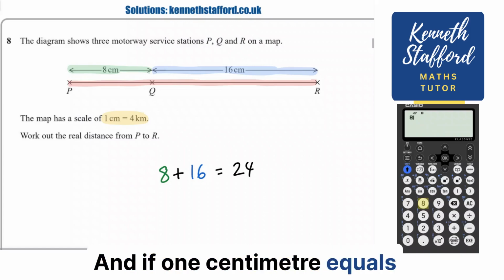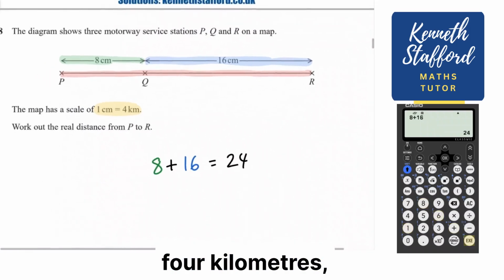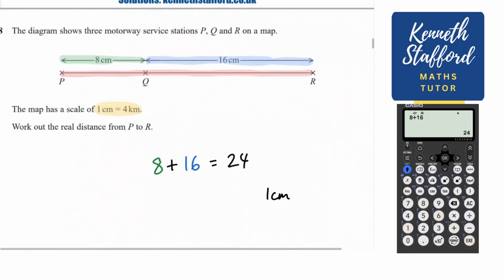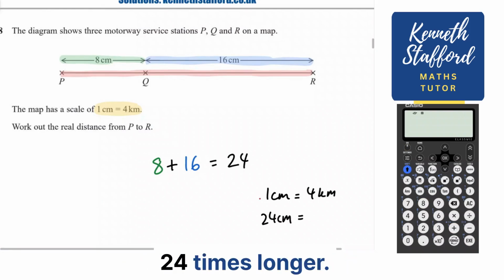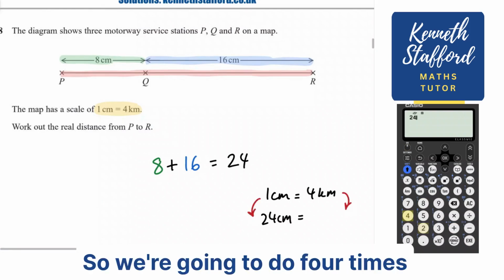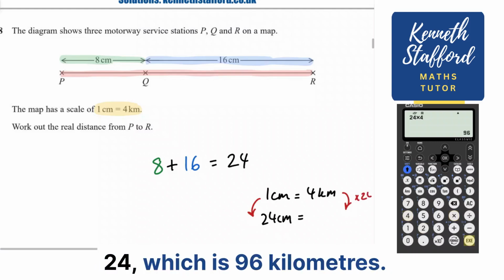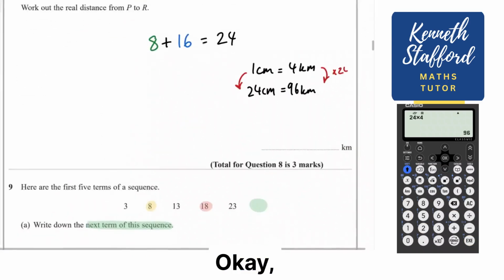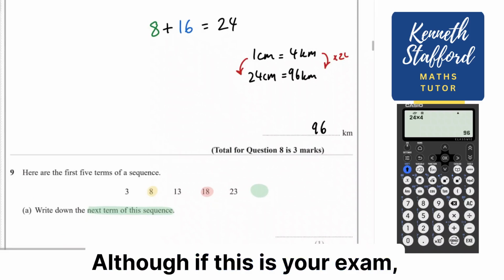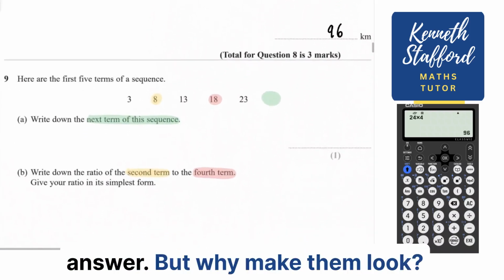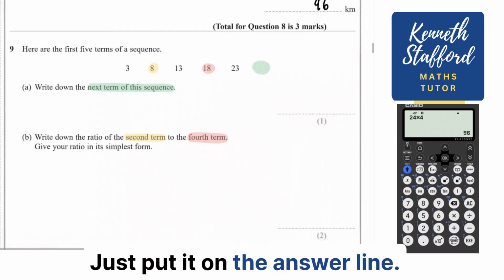And if 1 centimetre equals 4 kilometres, 24 centimetres must be 24 times longer. So we're going to do 4 times 24, which is 96 kilometres. Okay. Put your answer down on the answer line. Although if this is your real exam, the examiner will look for your answer, but why make them look? Just put it on the answer line.